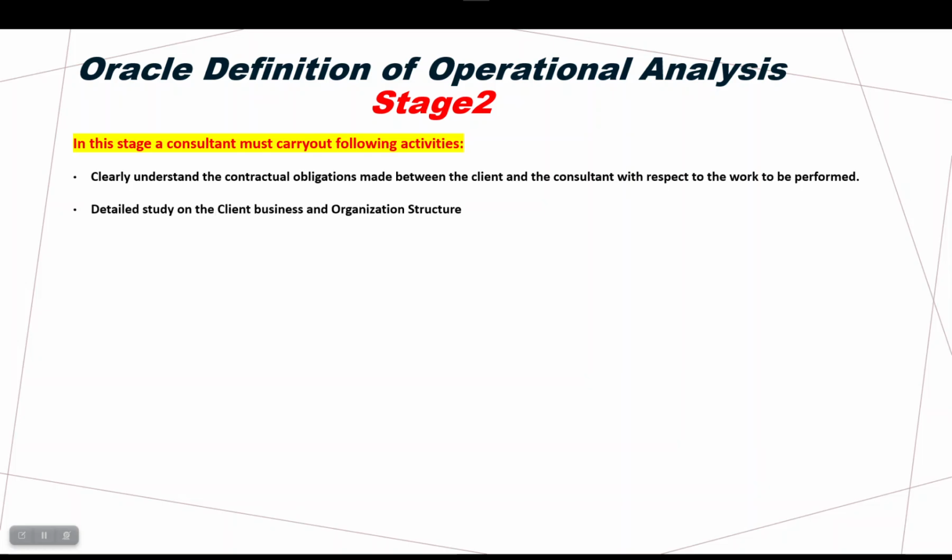Second point, detailed study on the client business and organization structure. You will ask about the organization structure. You will meet the business users. Please tell me the procure-to-pay cycle. Please tell me the order-to-cash. Please tell me the approval. Please tell me what accounting segments, for example, you are using. What is SLA? Is it accrual? Is it encumbrance? What about budget? What about customers? What about invoice types? Do you have any legacy system? This is business requirement. It's a detailed study on the client business.